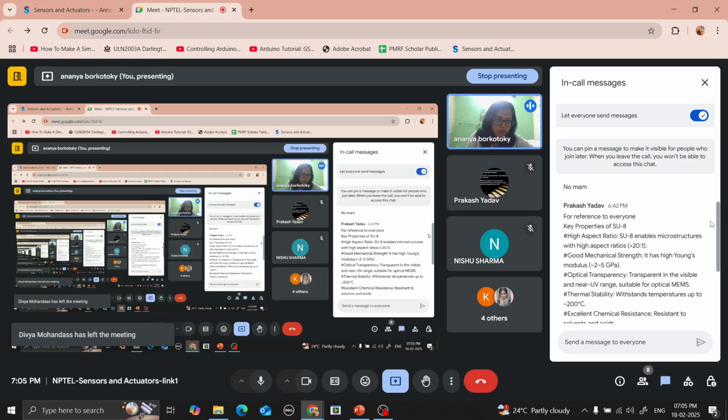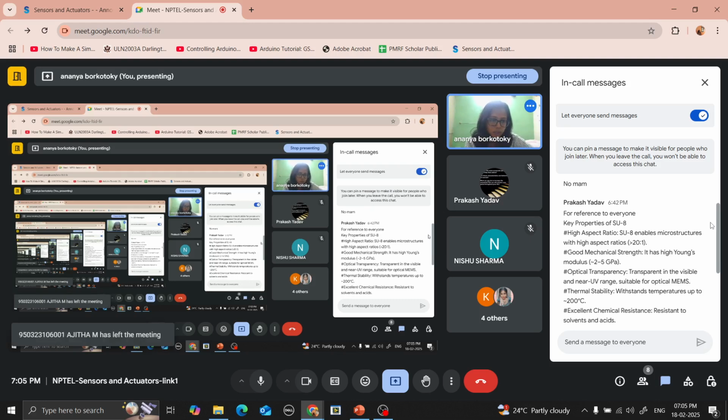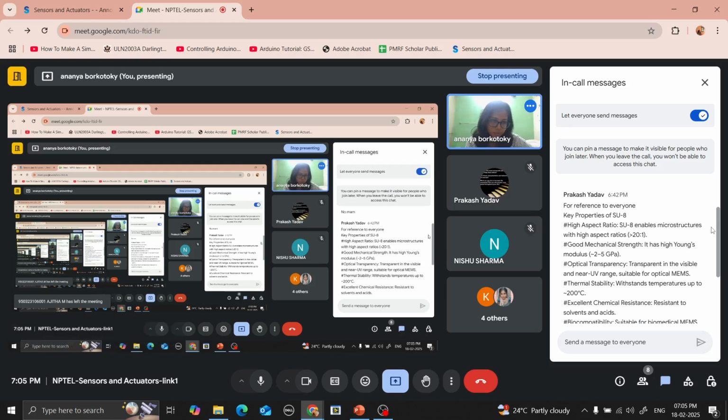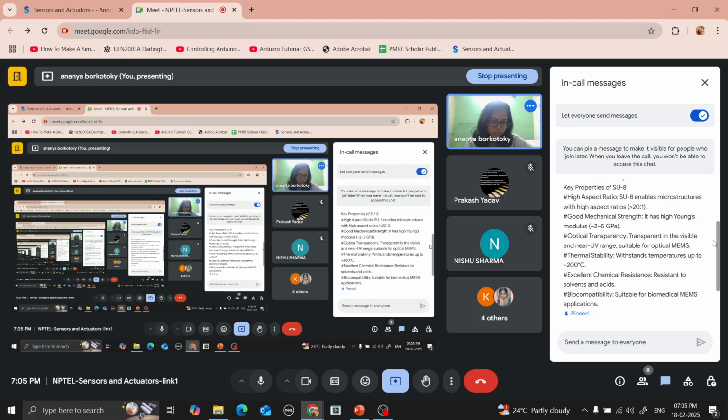Okay, someone has given the key properties of SU weight. Yes, all these points that you have mentioned are true. I have already discussed them, and thank you for giving a good summary for everyone.